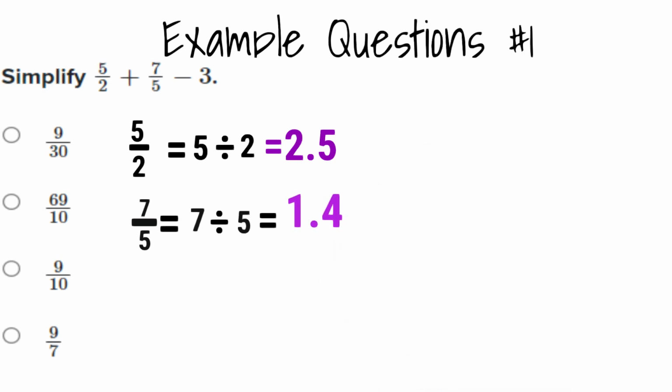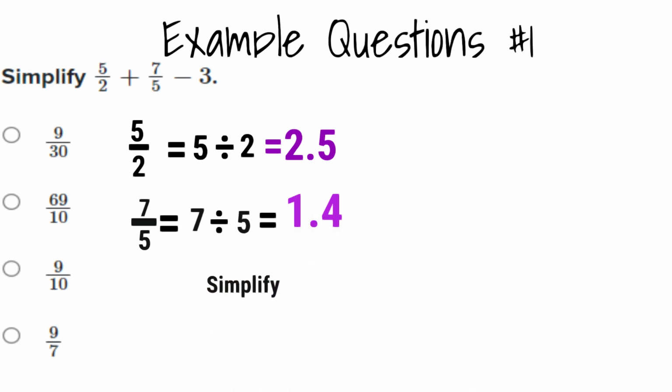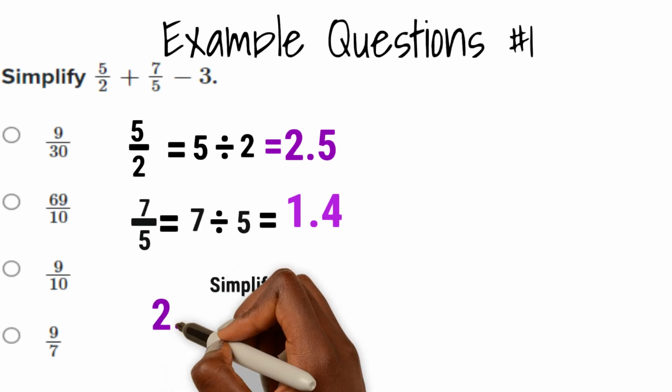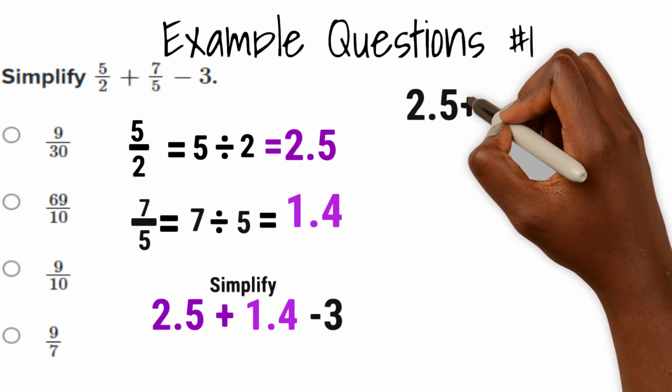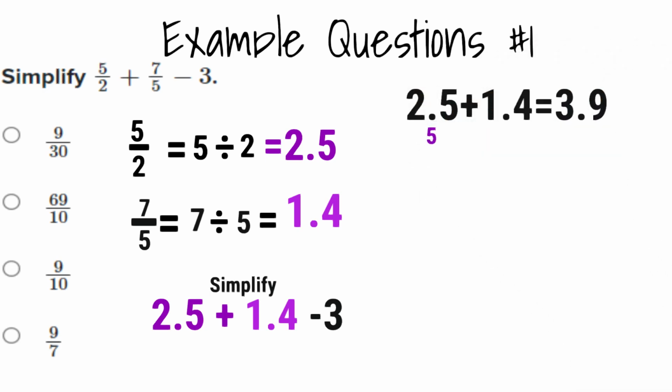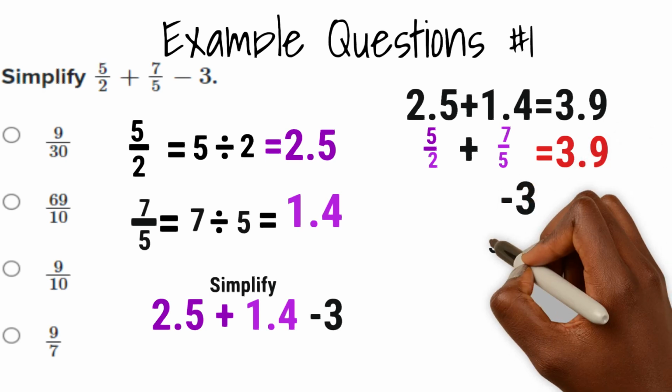So now we have converted it to decimals, which is easier to work with, similar to money, such as $2.50, $1.40. So now we will write the question in its simplified form in decimals: 2.5 plus 1.4 minus 3. Our next step is to combine the 2.5 plus 1.4. We have 2.5, which is 5 over 2, plus 1.4, which is 7 over 5, and you should get 3.9 in the calculator. So now that we've combined the two, we still have to work with the minus 3. That is the last step that we need to work with.